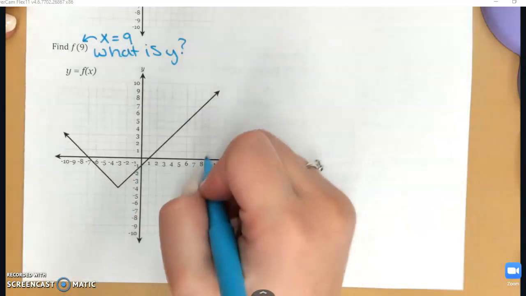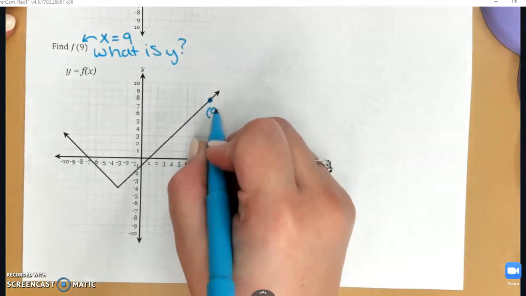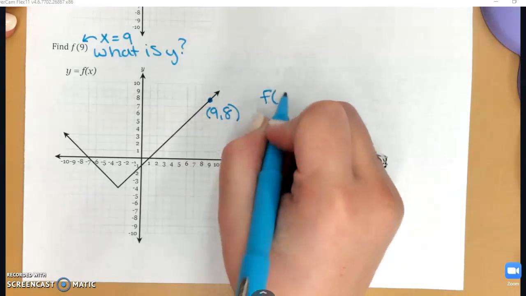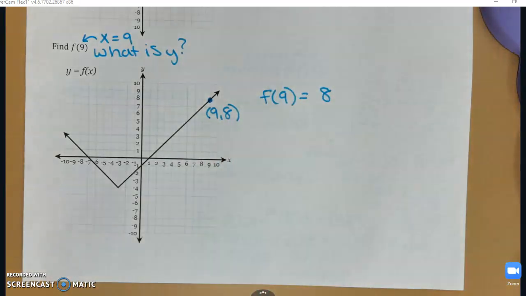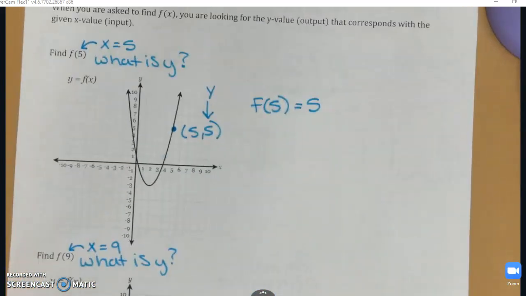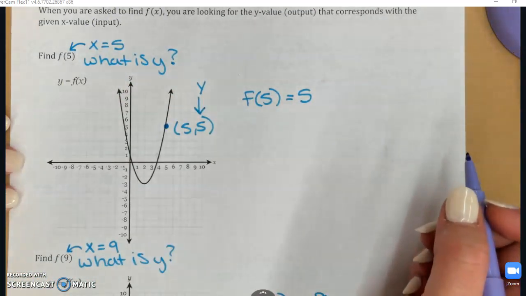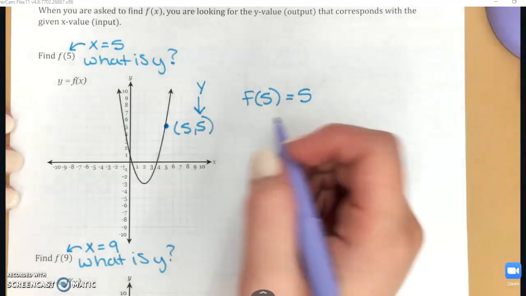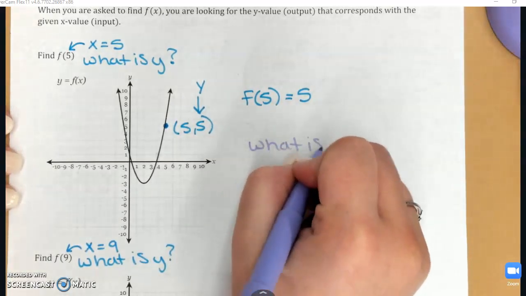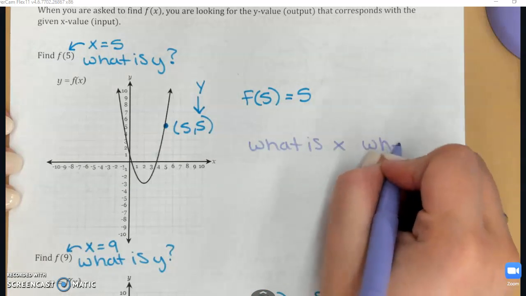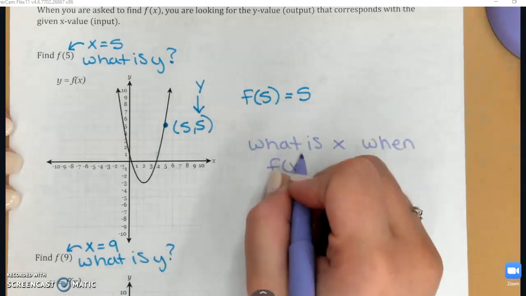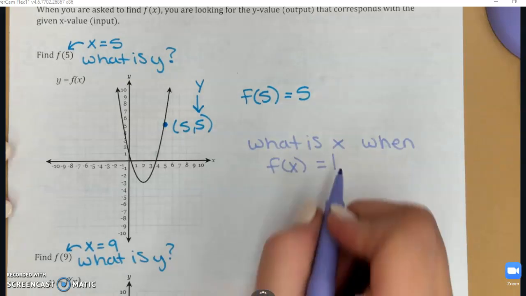So I'm going to go to 9. Here's that point on my graph, 9, 8. So f of 9 is 8. Now this isn't on the notes, but I'm going to add this to take it one step further. Because remember, we can find an input given an output as well. So if instead of saying find f of 5, what if we were asked to say, what is x when f of x equals 1?